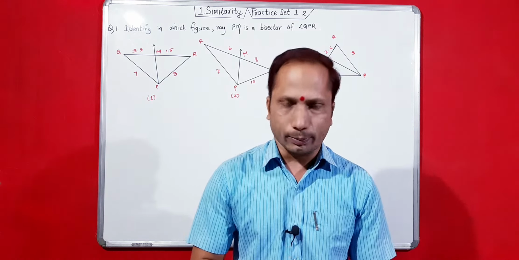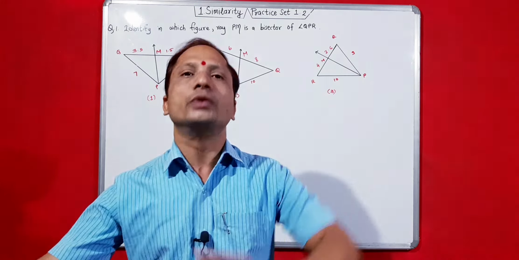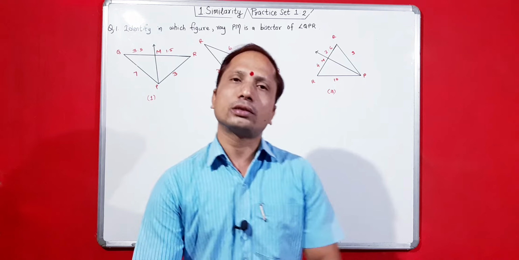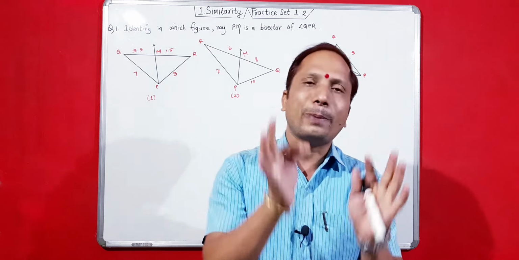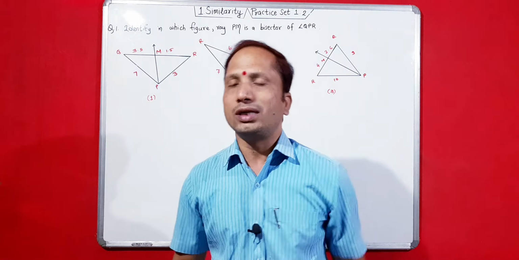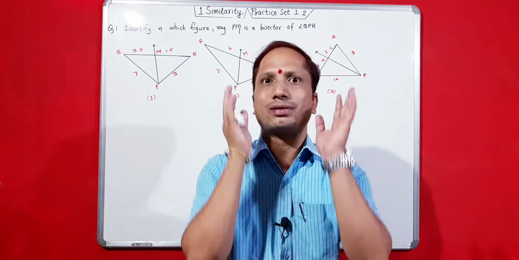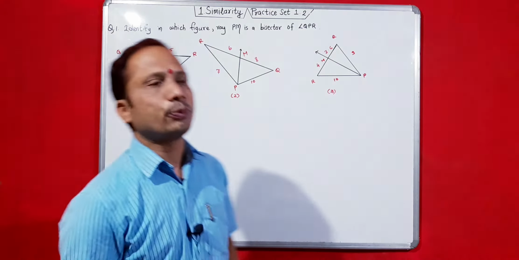10th standard geometry. This is one of the practice sets based on the BPT, basic proportionality theorem, the angle bisector theorem, and the three parallel lines and their two transversals theorem. We are going to use all these theorems in this category. So let's start from problem number 1.